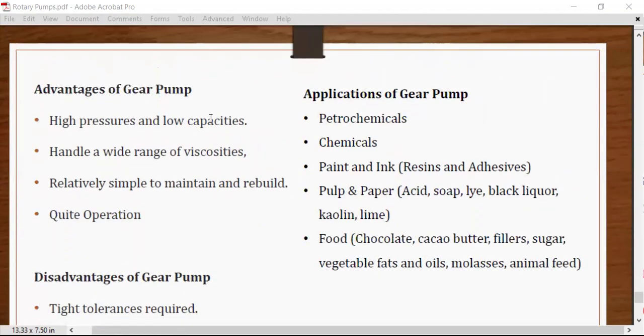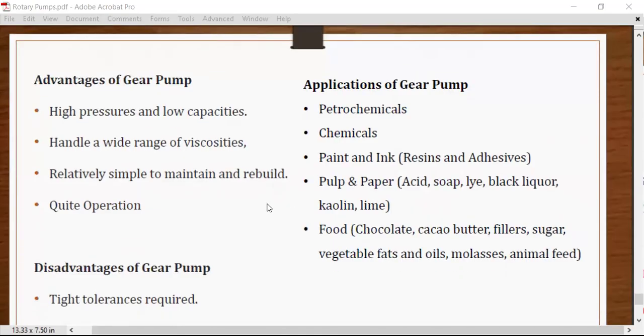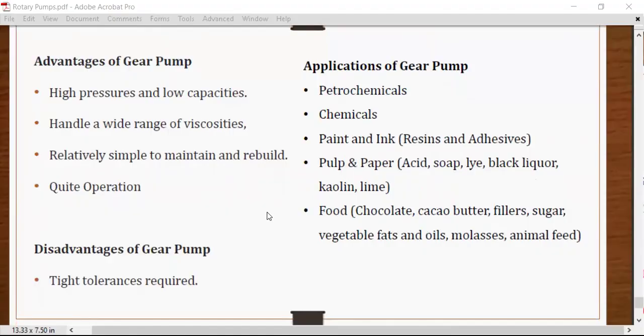The advantages of gear pumps are as follows: high pressures and low capacities, handle a wide range of viscosities, relatively simple to maintain and rebuild, and quiet operation. The disadvantage is the requirement of tight tolerances. Applications of gear pumps include petrochemical industries, chemical industries, paint and ink, pulp and paper, and the food industry also.